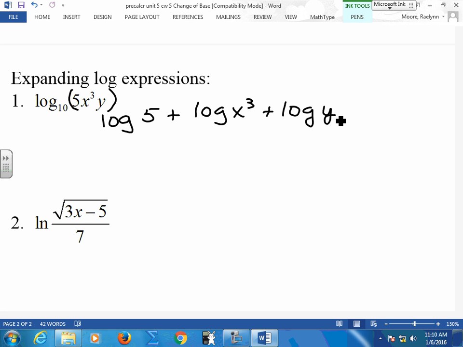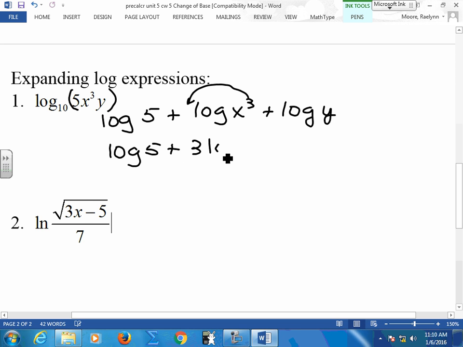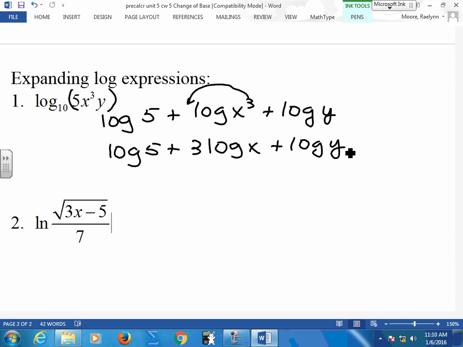Does anybody see anything else that we could do? Exponent. This exponent says power rule. Bring it down in front. Like a Power Ranger. That rule is very powerful because that's the rule that helps us solve your log problems. That power rule is the rule that helps us do this.